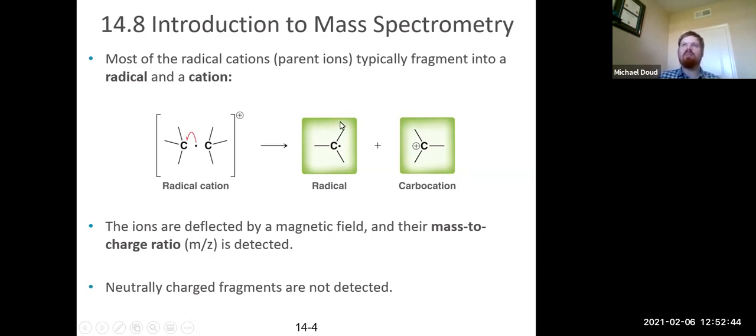And it takes a positive or a negative charge to interact with the magnetic field, right? Because magnetic fields are electromagnetic. So if you don't have an electrical charge, then you're not going to interact with that magnetic field, so you're not going to hit the detector. But the carbocation, on the other hand, that's formed, that will be affected by the magnetic field, and thus it will show up on the detector.